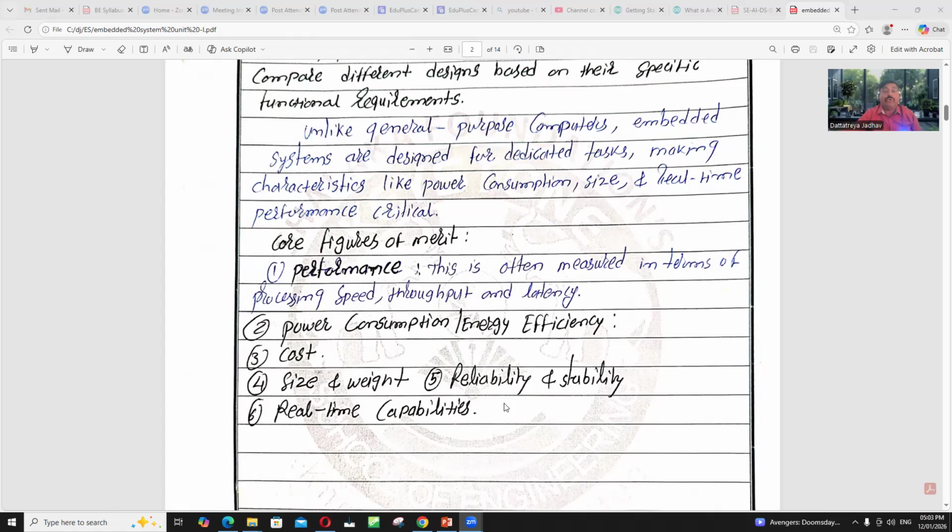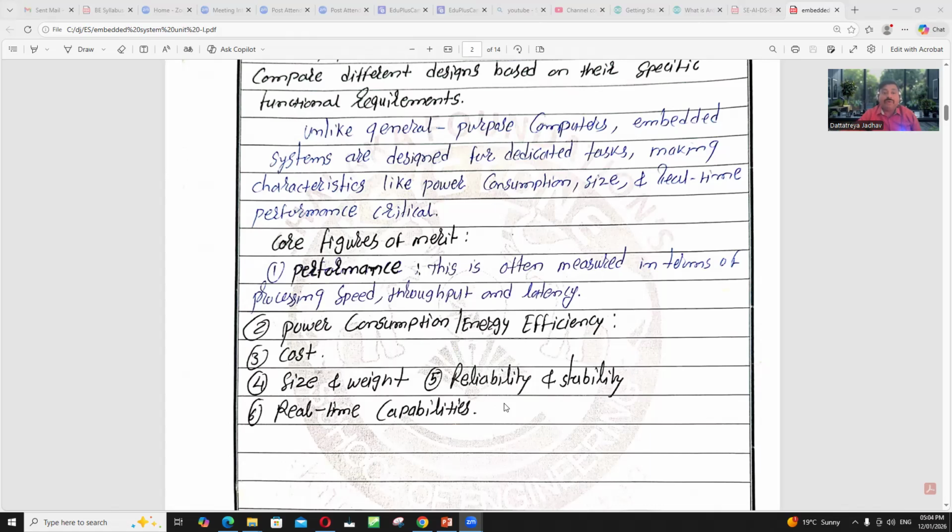Then cost: the system should have minimum cost for its design. Size and weight also matter; it should have minimum size and less weight. Then reliability and stability, two important parameters. Whatever the number of tasks it is doing, it should provide the same performance across those tasks. Whatever time specification is given, you should be able to provide the output in that time. Whatever performance is needed, you should be able to provide it. The efficiency should be constant throughout, end to end, which increases reliability and stability.